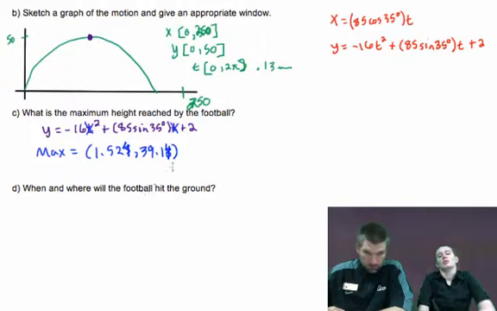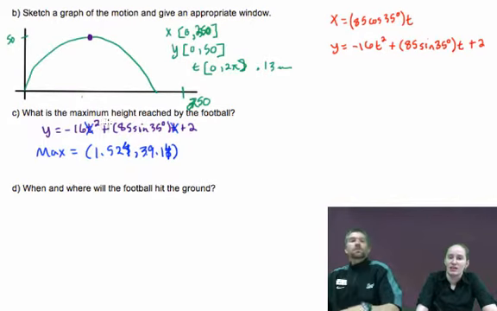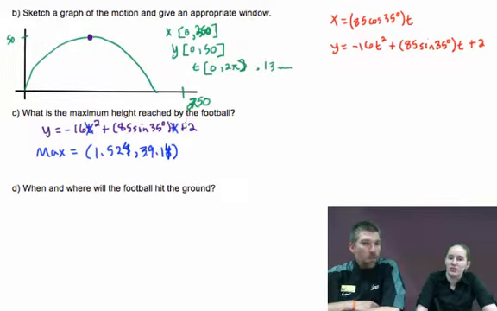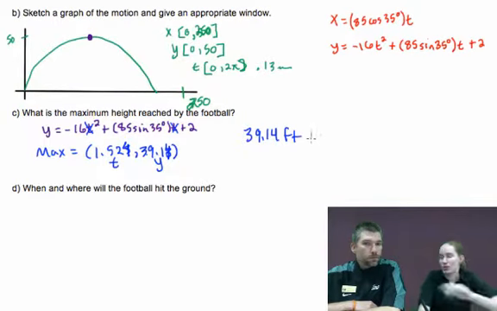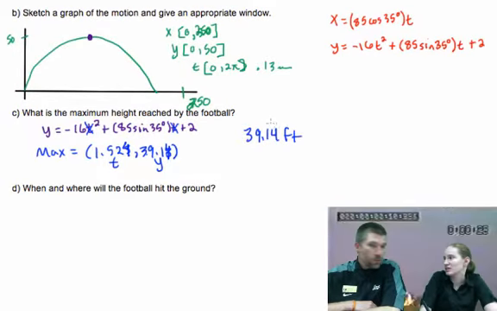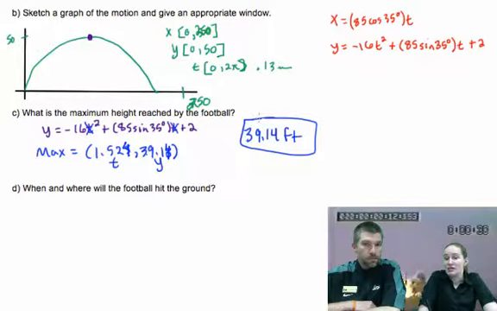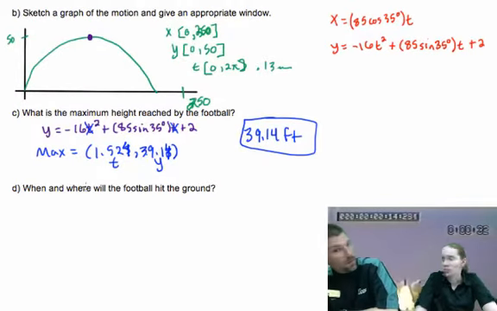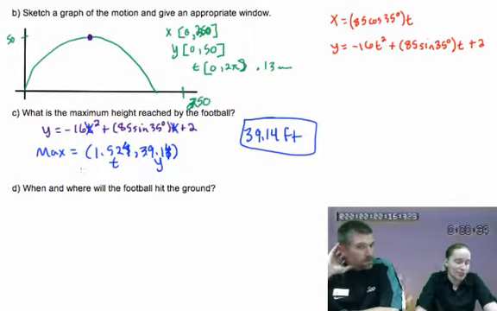Okay, so let's think about what that's telling us. That's telling us what the maximum for this is, where our x's were really t's, and our y was really y. And so that means the maximum height reached by the football will be 39.14 feet. We want the y value. What's the biggest our y values can get to. And if it asked us what time that happened, it would be at 1.524. But it doesn't ask that.